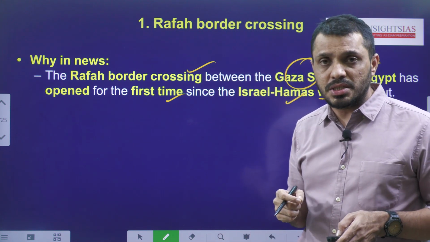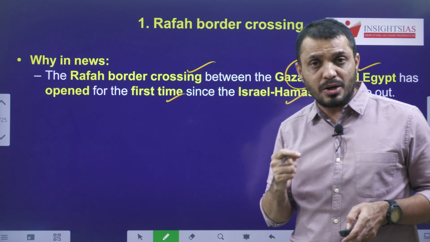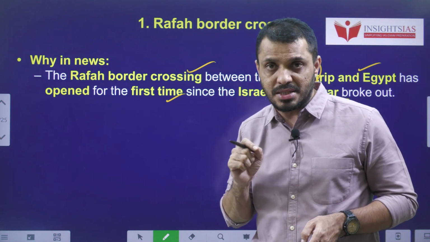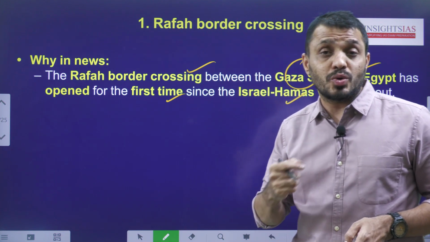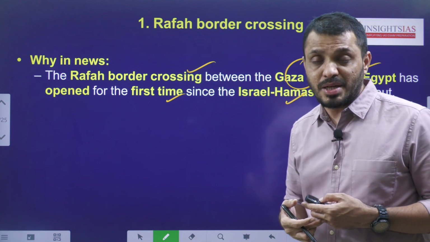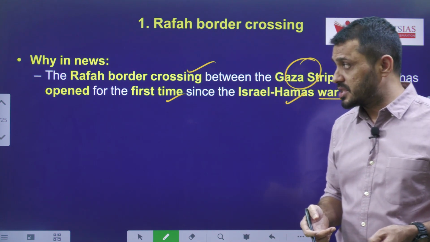You must already know that recently in the UN General Assembly, there was a voting regarding the humanitarian ceasefire between Hamas and Israel, as well as restoring humanitarian aid to Gaza. Of course, from that particular voting, India abstained.